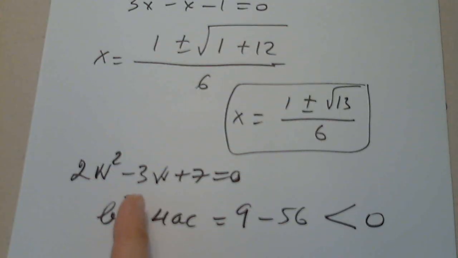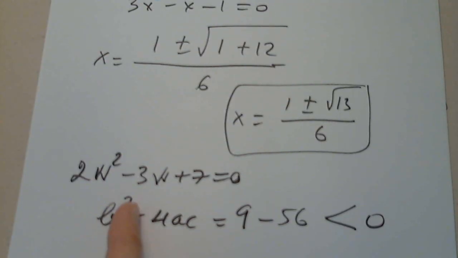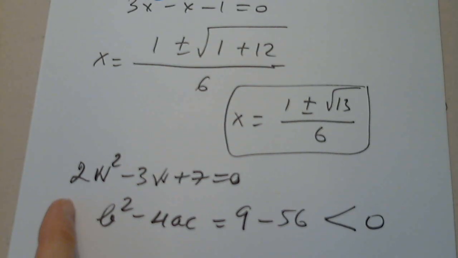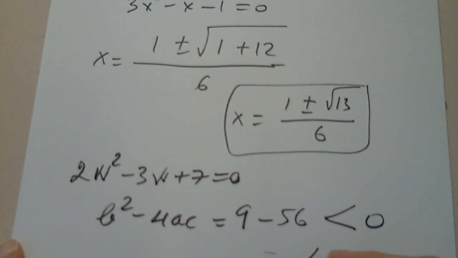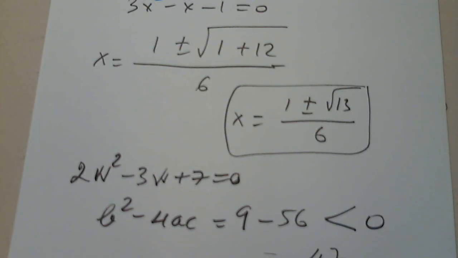So negative b, b squared minus 4 times 2 is 8, times 7 is 56. So this number is negative. I'm sorry? Negative 504? Wait, isn't it 9? Oh, 9 minus 56. Oh, sorry. That's okay. Listen to me, I make mistakes too. I'd rather go back and check. So the discriminant is negative 47.